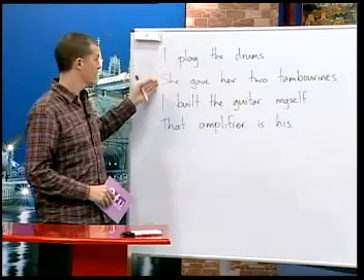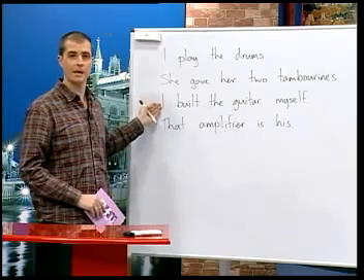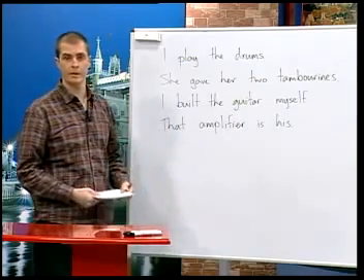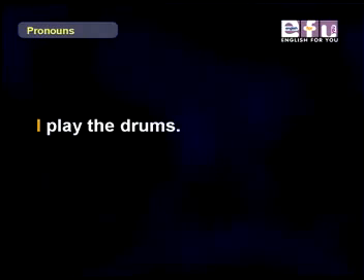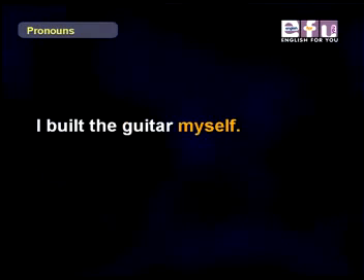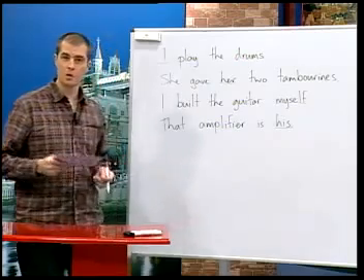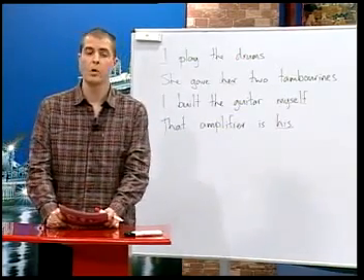I play the drums. She gave her 2 tambourines. I built the guitar myself. That amplifier is his. In the first sentence, I is a pronoun. In the second sentence, her is a pronoun, also she. In the third sentence, myself is a pronoun, and of course I. In the last sentence, his is the pronoun.